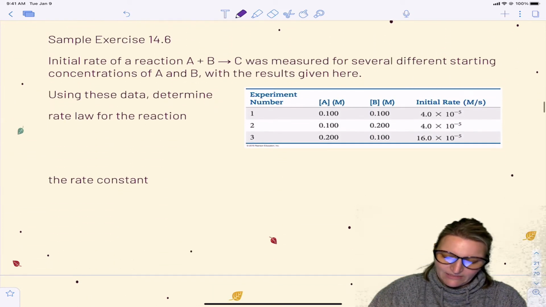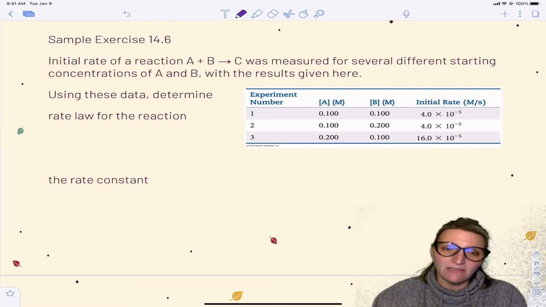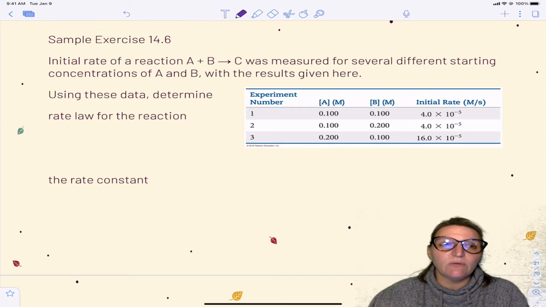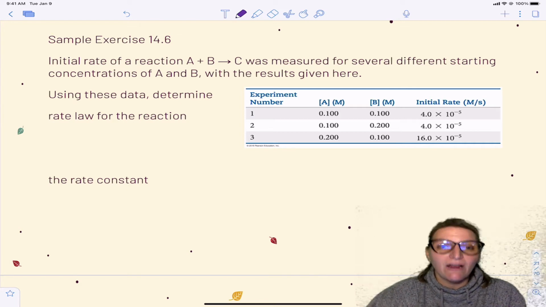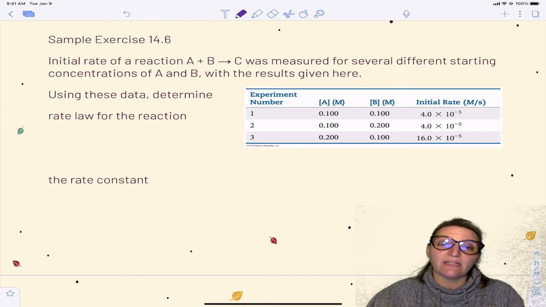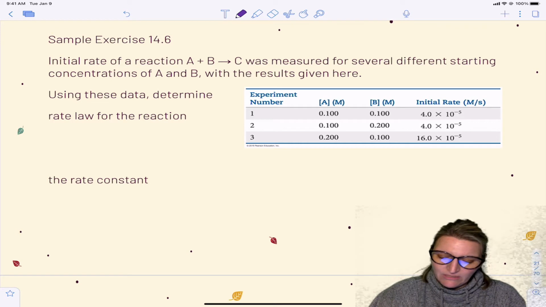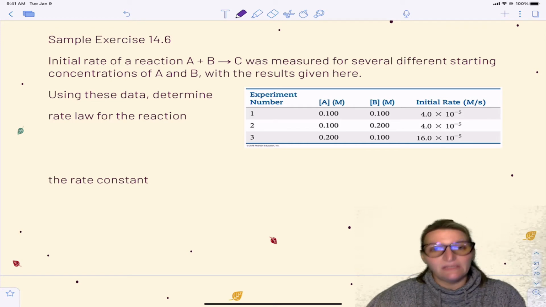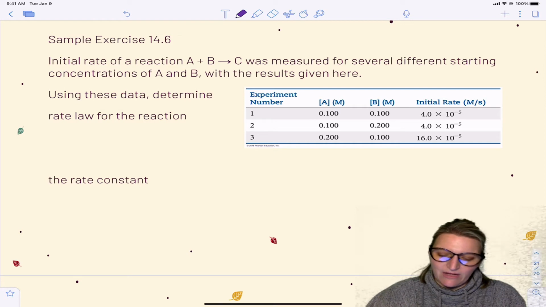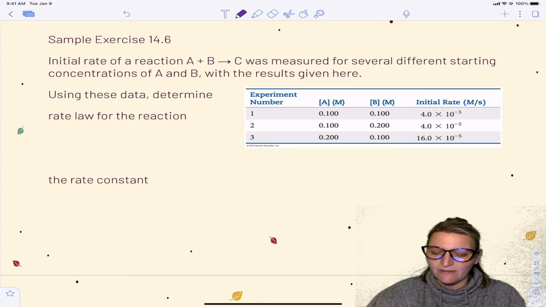Now let's put it all together. Now that we have an idea about what a rate constant is going to look like, rate equals k times the concentration of the reactants raised to some exponent, how do we figure out what those exponents are? Remember, we've said they need to be determined experimentally. So here's a typical problem: A plus B yields C. I've done this experiment 3 times and I have 3 different initial rates.